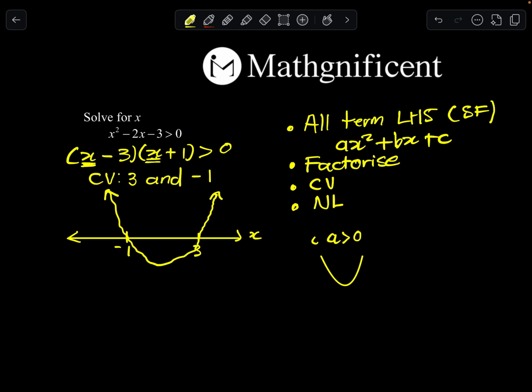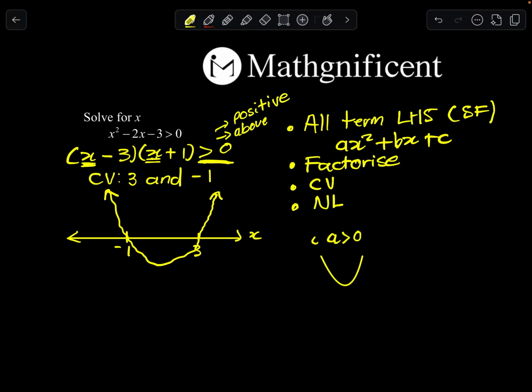Remember, you go back to the last inequality sign. Our last inequality sign says greater than 0. Greater than 0 means positive, and I'm referring to positive y values. Where do you find positive y values? You find them above the x-axis.